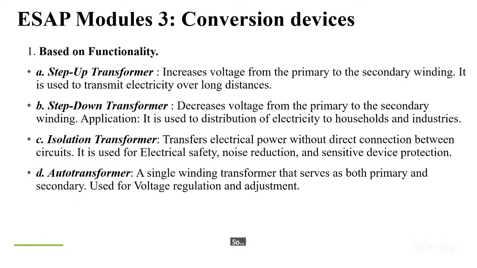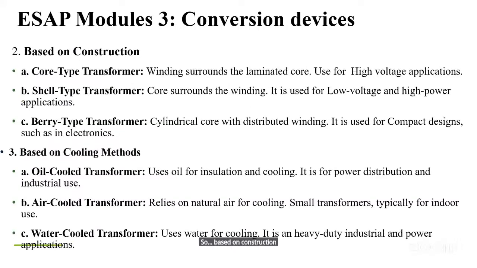So based on construction, we have a number of transformers. We have the first type, a core type transformer. The second type is a shell type transformer. And the third one is a berry type transformer. That is based on construction.